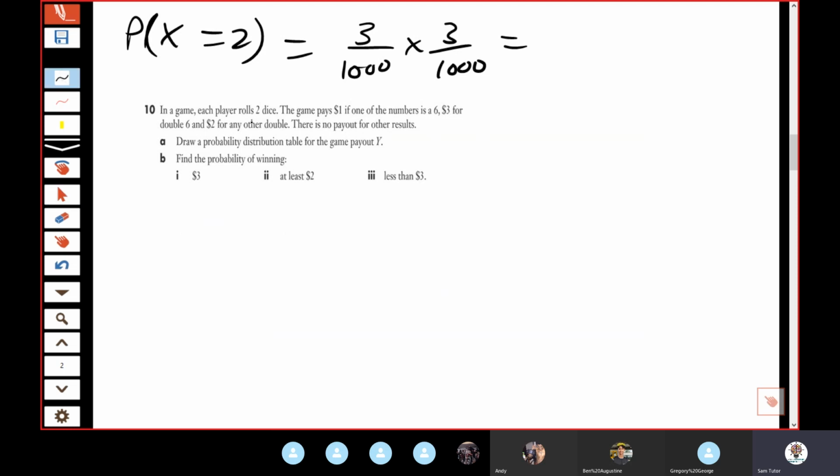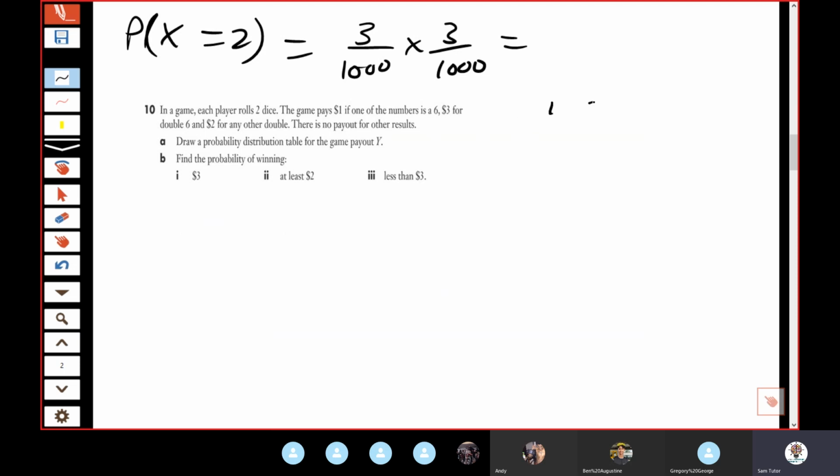Someone wants to try it? Oh, all right, in a game, let's see. In a game, each player rolls 2 dice. The game pays $1 if one of the numbers is a 6, $3 for double 6.